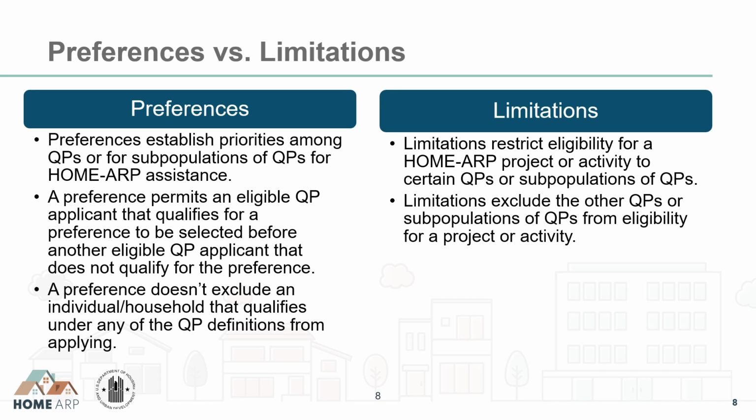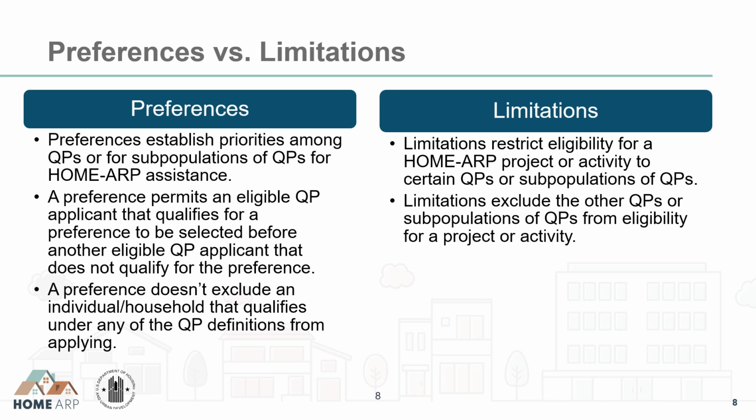Preferences establish priorities among QPs or for subpopulations of QPs for HOME-ARP assistance. A preference permits an eligible QP applicant that qualifies for a preference to be selected before another eligible QP applicant that does not qualify for the preference. If there are not sufficient applicants that meet the preference and there is an opening in the project or activity, an applicant from a QP that isn't the preference QP would be enrolled in the opening. A preference does not exclude an individual or household that qualifies under any of the QP definitions from applying.